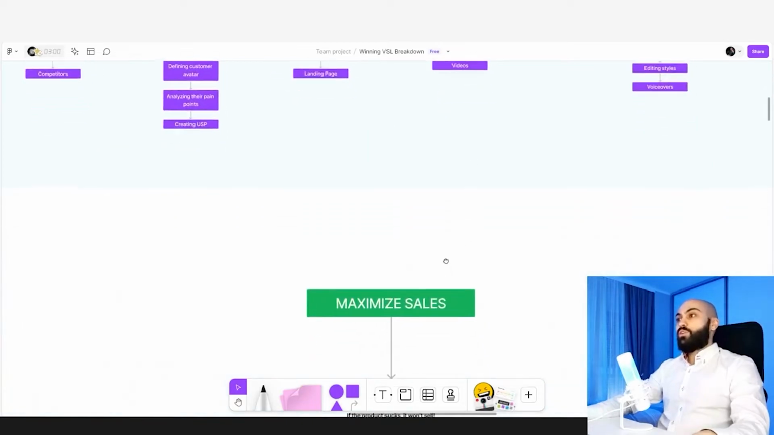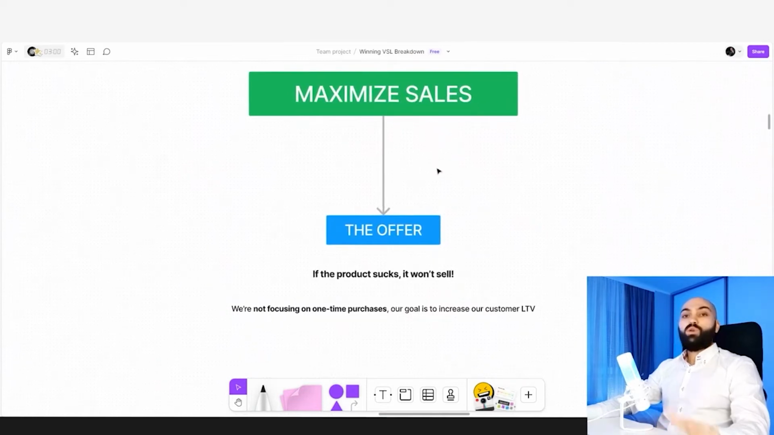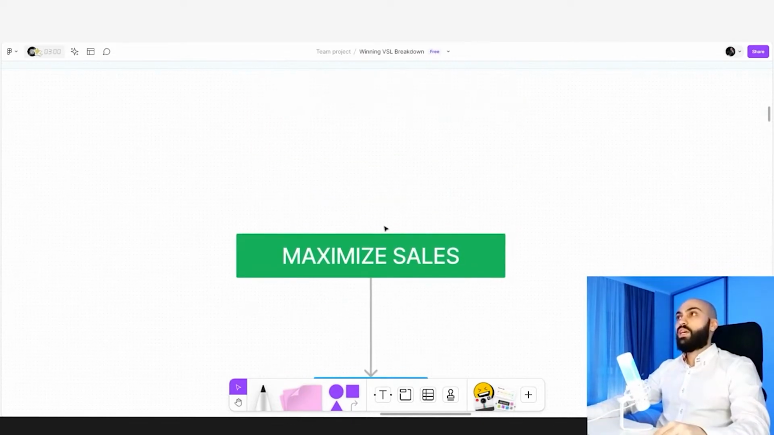First of all, in order for us to maximize the sales, we need to have the right offer. If the product sucks, it won't sell. No matter how hard you try to market it, it just won't sell. We're not focusing on one-time purchases. Our goal is to increase the customer's lifetime value in order for us to have a long-lasting business.